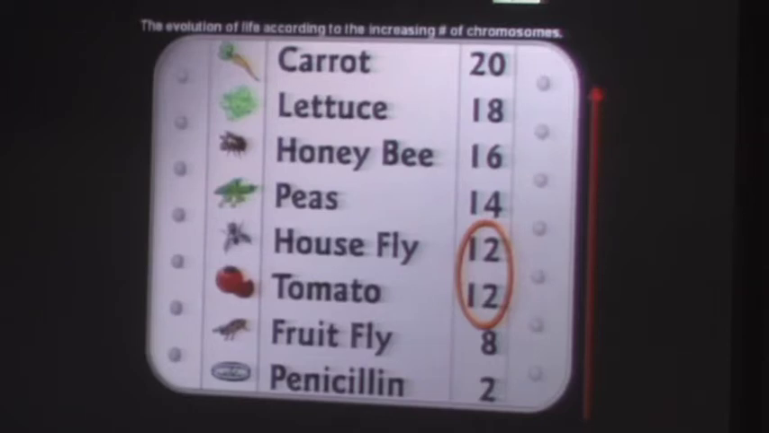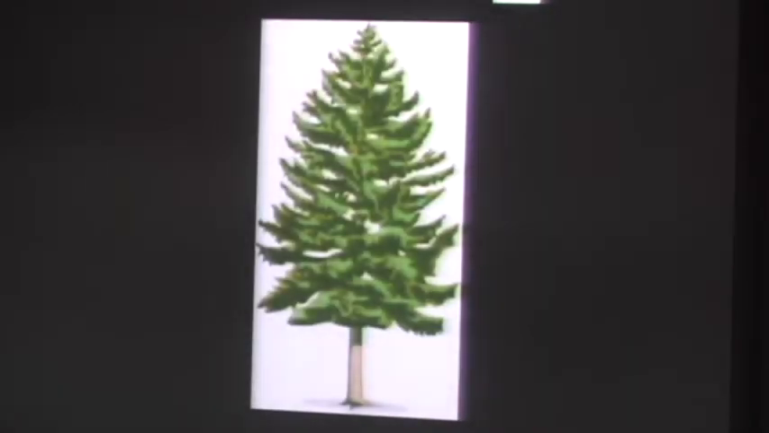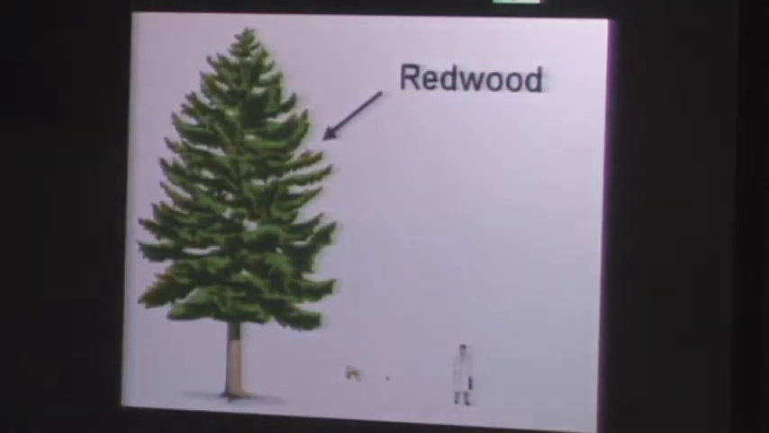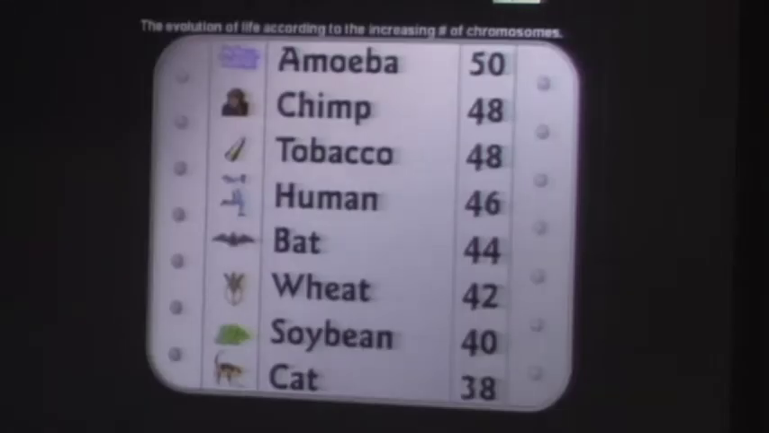And then very slowly over millions of years it evolved into either a pea or a bee. You can see the similarity there, you know, P, B, very similar. And slowly became lettuce, and then a carrot, and finally, when we got to 22 chromosomes, triplets. The possum, the redwood tree, and the kidney bean all have 22 chromosomes. Average scientists cannot tell them apart. Let's see, which one is which here? Okay, let's see, tree, possum, bean, and we have 46, folks.